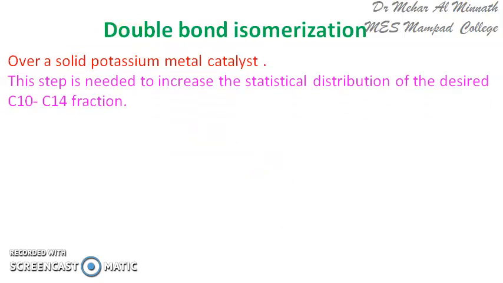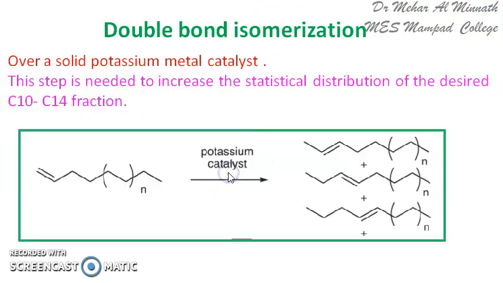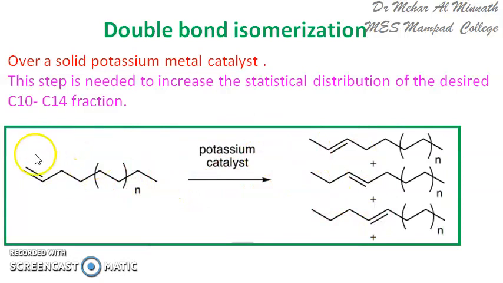This step is to increase the distribution of the C10 to C14 fraction. You have seen that the C4 to C10 fraction, or in fact C8, is more in number. We need to increase this fraction, and that's why we carry out this double bond isomerization. The alpha olefin's double bond is shifted to the inner parts of the polymer chain, and that happens in the presence of the potassium catalyst.